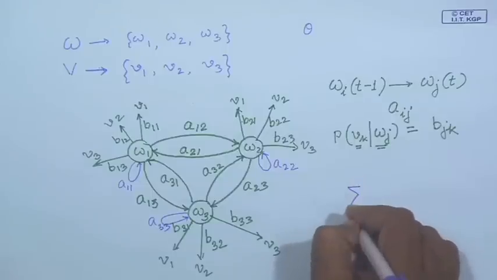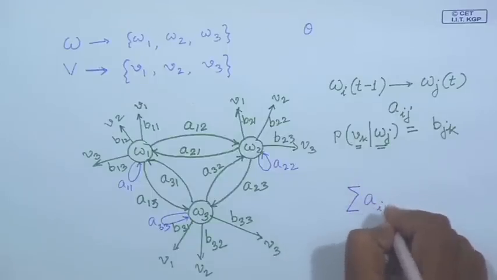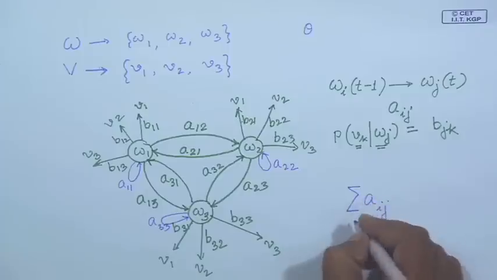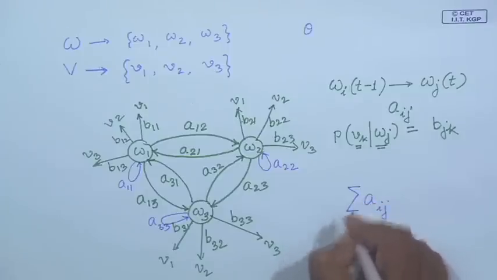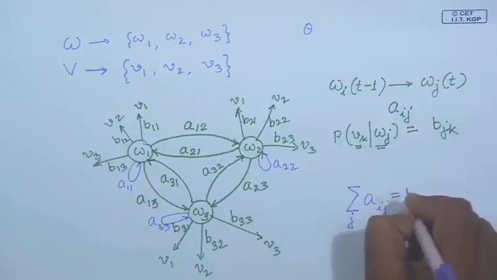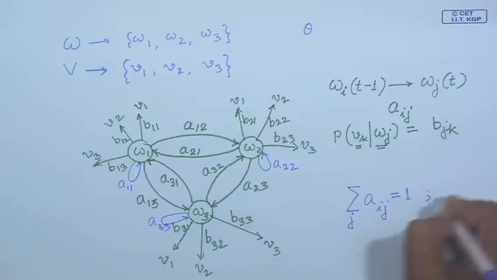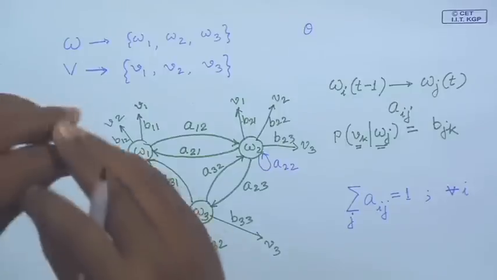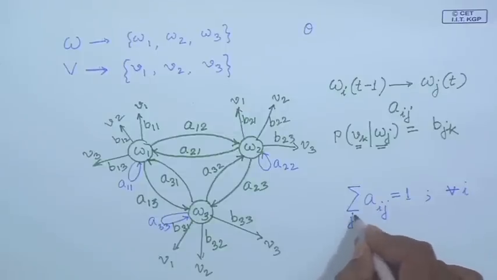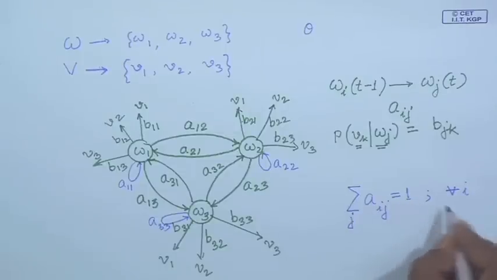Because from any hidden state there is always a transition to one of the states, naturally the sum of a i j, when I take the summation over all j, will be equal to 1, and that will be true for all values of i, because from any state the machine always makes a transition to one of the states. So, the sum of the probabilities a i j over j has to be equal to 1, and that has to be true for all i.